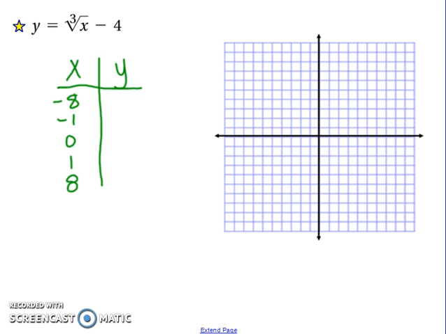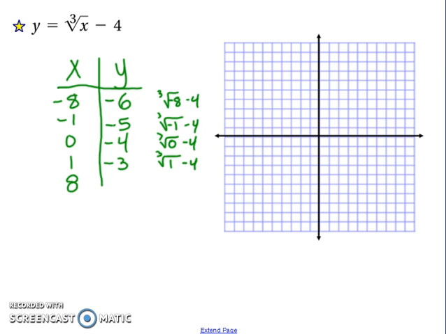So then when we plug them in, we're going to do the cubed root of -8 and then -4. The cubed root of -8 is -2. -2 minus 4 is -6. Then we're going to do the cubed root of -1, which is -1, minus 4 is -5. Cubed root of 0 is 0, minus 4 is -4. Cubed root of 1 is 1. 1 minus 4 is -3. Cubed root of 8 is 2. 2 minus 4 is -2.